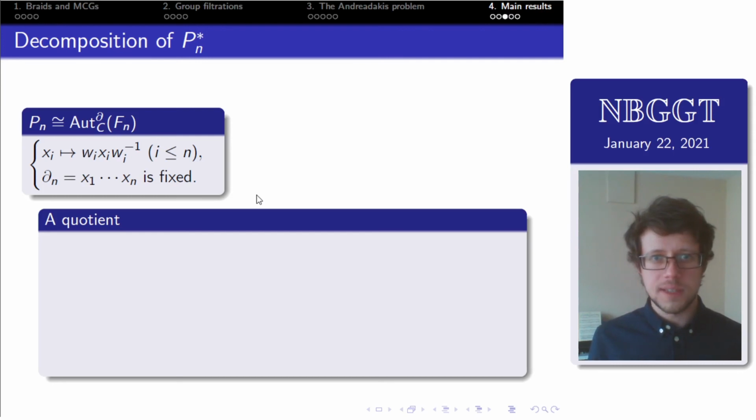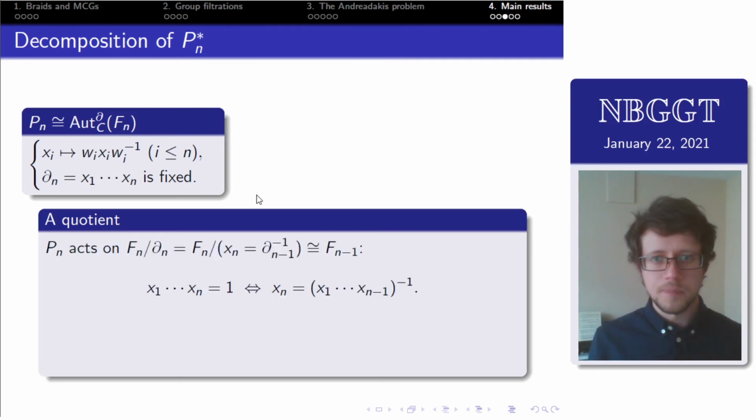This quotient has an algebraic description like this. So this action here induces an action on this quotient where we kill this boundary element, because the boundary element is always fixed. So you can kill it and still get an action. And this group here, so killing the boundary element is equivalent to this relation, which can be rewritten like this. And this allows us to eliminate this generator, so we get the free group on n-1 elements.